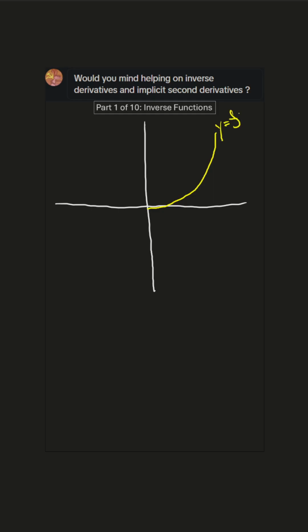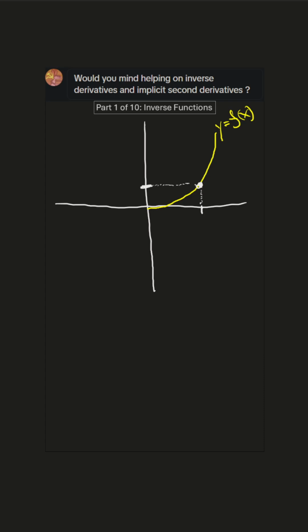Let's start simple. What is an inverse function? Well, let's draw a coordinate system, and we'll make a drawing of a function. Let's call this y equals f of x. Now notice that for any x value that we pick, there's exactly one y value. And that means that our function is invertible.